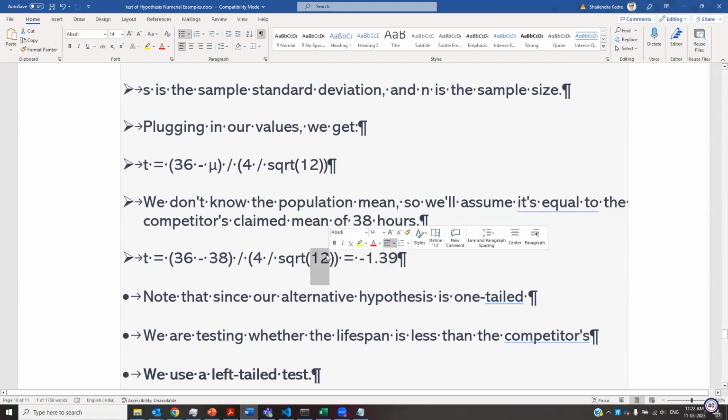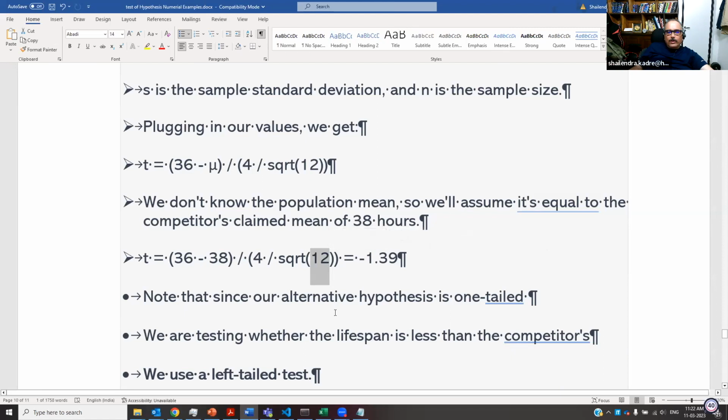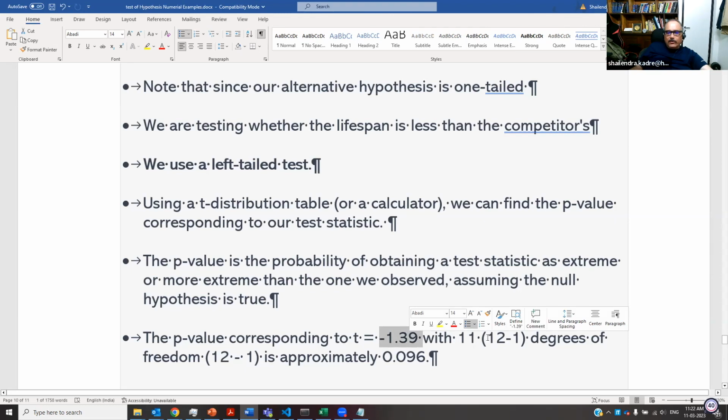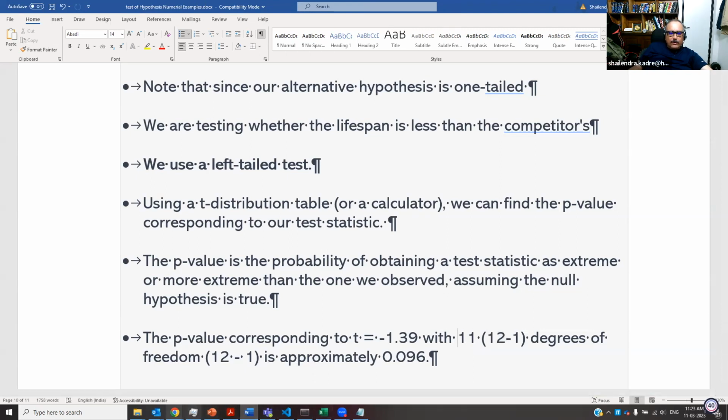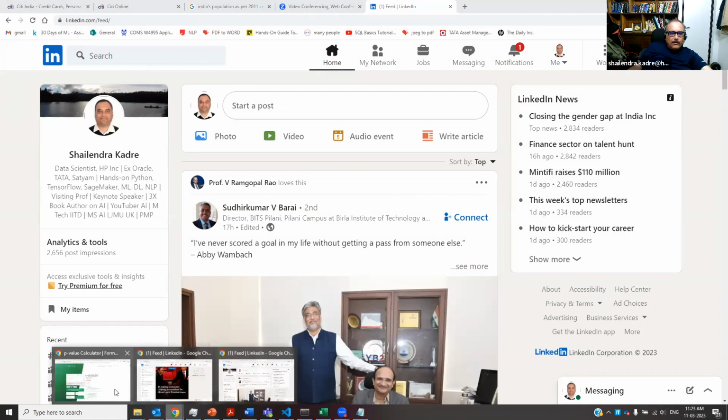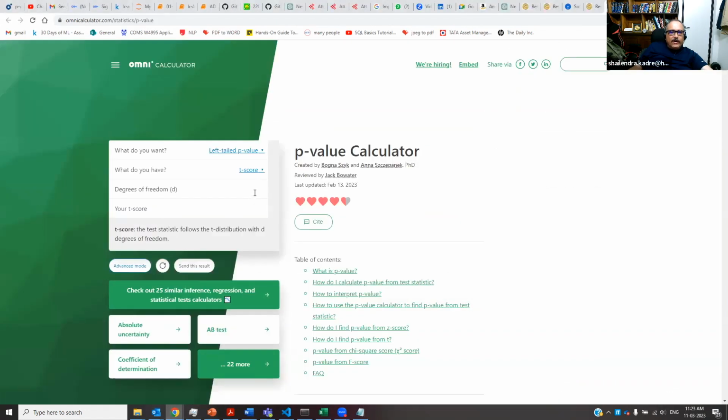N is 12. I think I'm going a little faster, right? Is it so? No, sir. The sample size is 12, so we have to use n minus 1. N minus 1 means 12 minus 1, which is 11. So that 11 we have to put there. Degrees of freedom means n minus 1. N is 12, so we put 11.